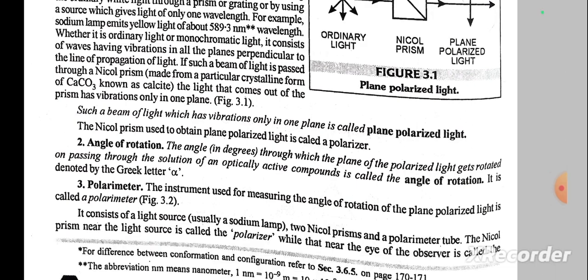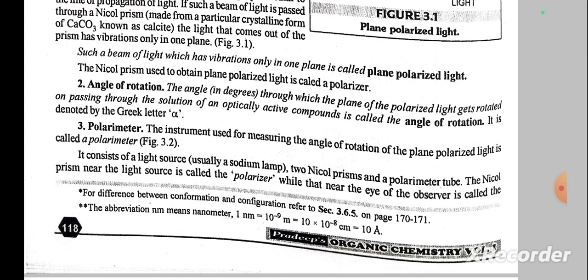Second, angle of rotation. The angle in degrees through which the plane of the polarized light gets rotated on passing through the solution of an optically active compound is called the angle of rotation. It is denoted by the Greek letter alpha.